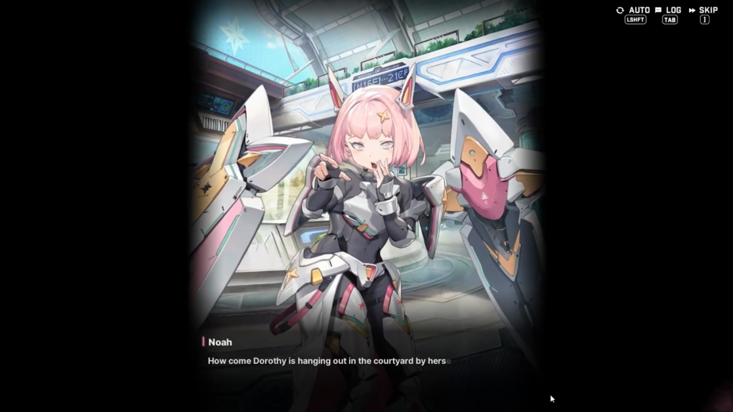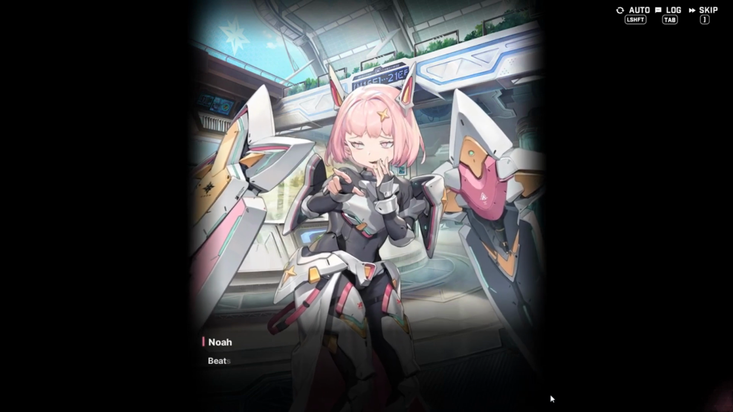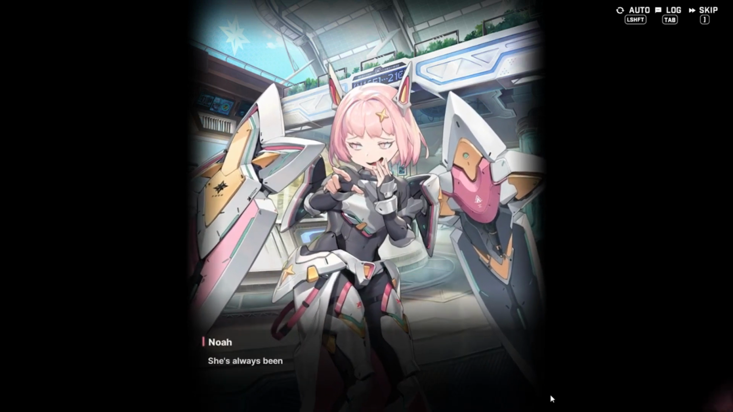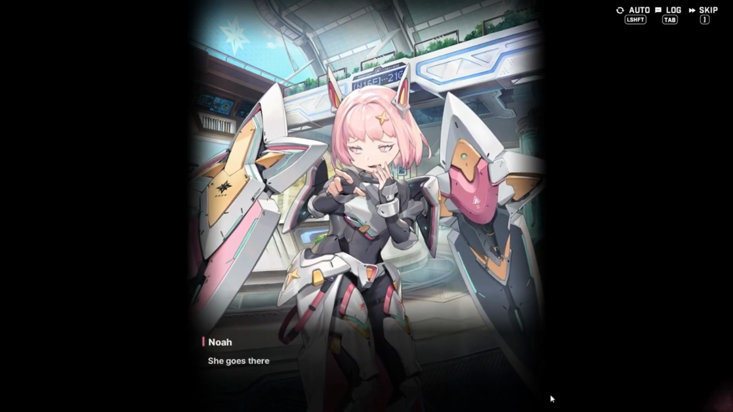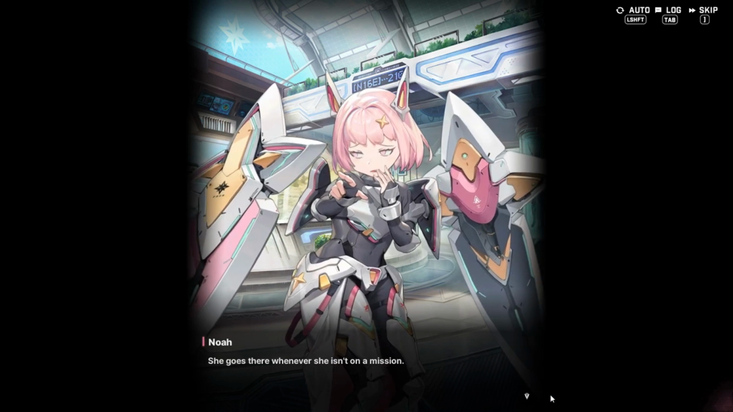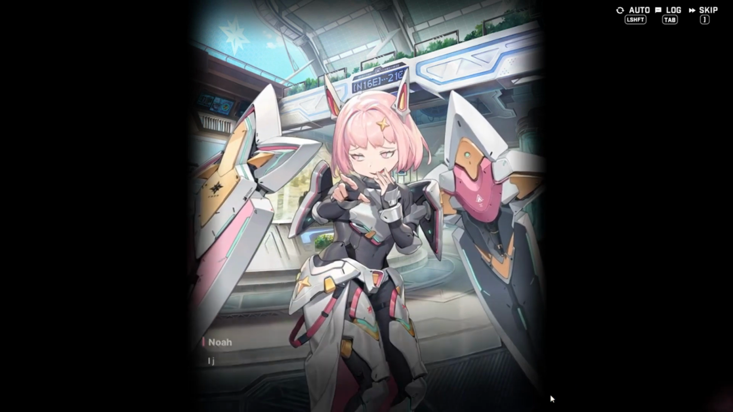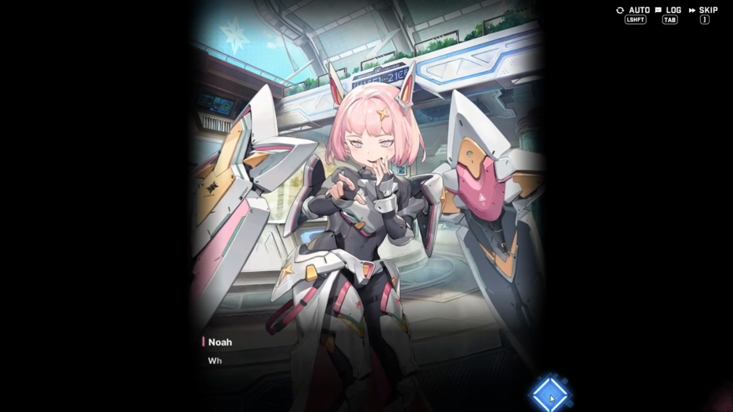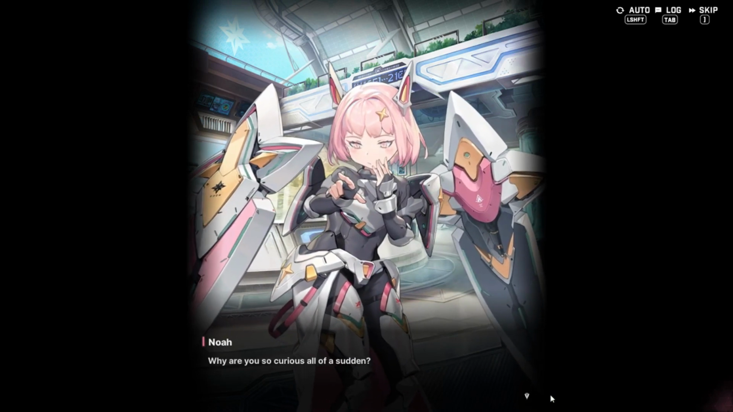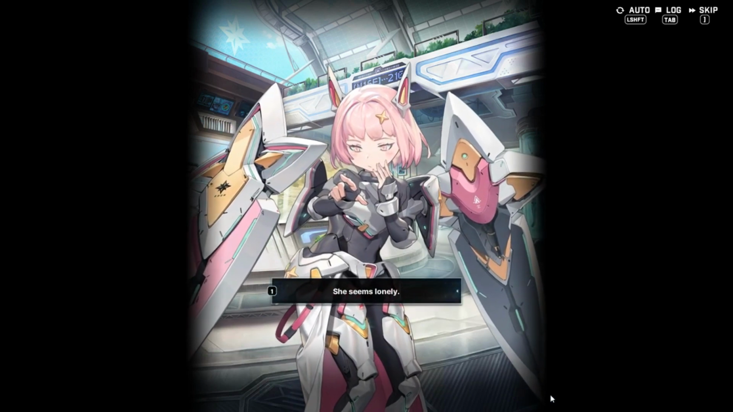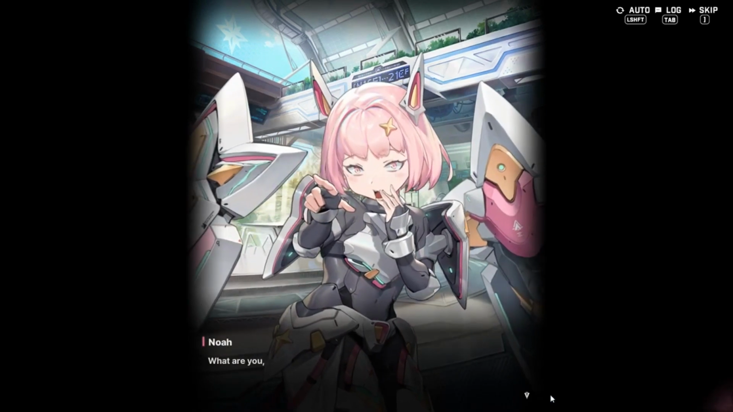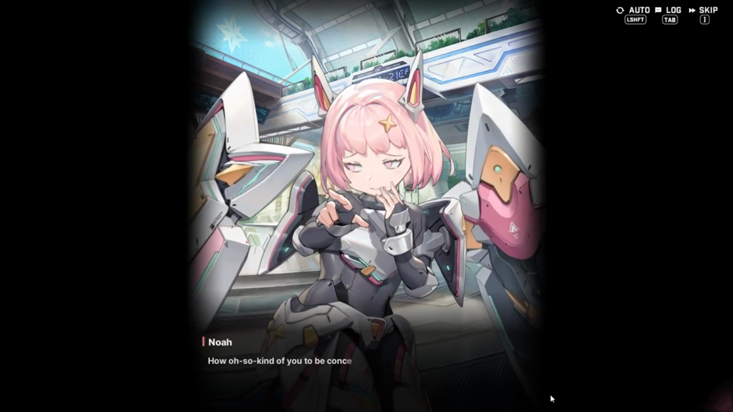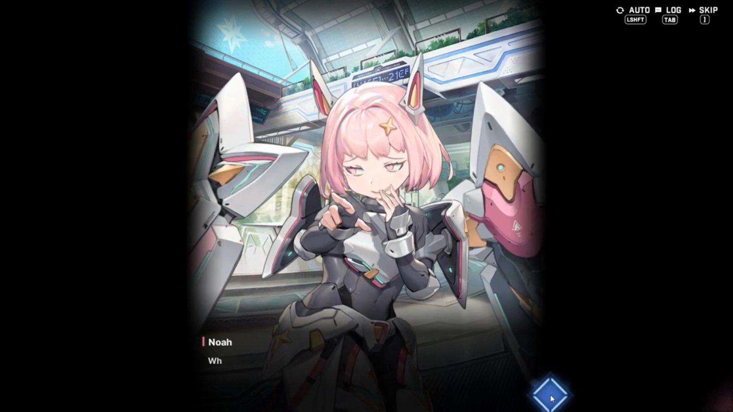How come Dorothy is hanging out in the courtyard by herself? Beats me. No guesses or anything. She's always been like that. She goes there whenever she isn't on a mission. But why? I just told you I don't know. How should I know what she's thinking? Why are you so curious all of a sudden? She seems lonely. What are you, an amateur therapist? How oh so kind of you to be concerned.